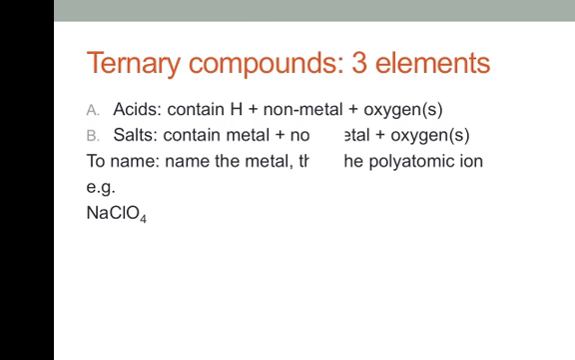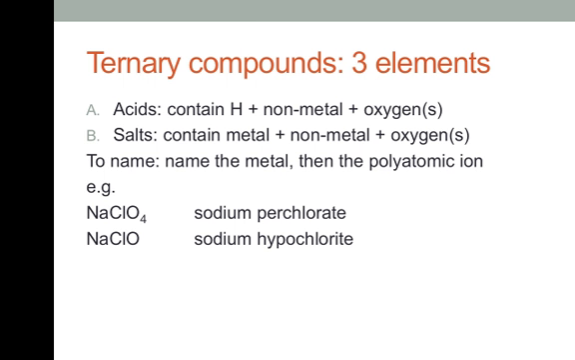So for example, NaClO4. When you see this compound, of course you can look at your periodic table and you'll see that sodium is on the left, so that's the metal. ClO4 you see as a chunk, and that is the perchlorate ion. So name the metal, that'll just be sodium, then name the polyatomic ion, perchlorate. Sodium perchlorate. That's it. NaClO, sodium again, but that's the hypochlorite ion, so this is just sodium hypochlorite.